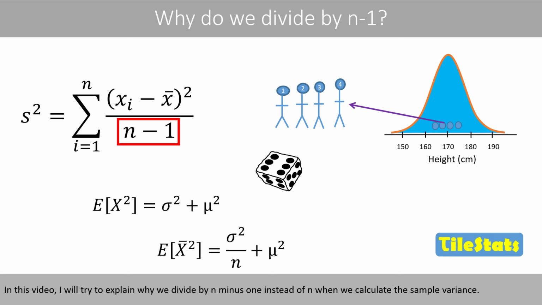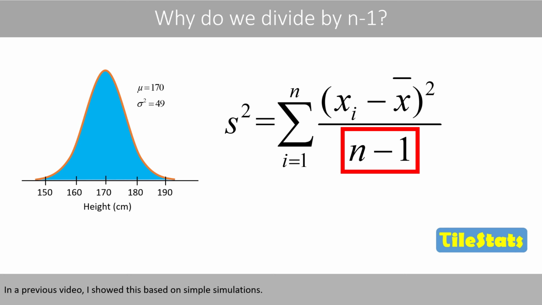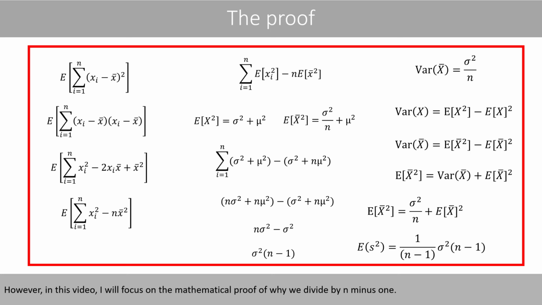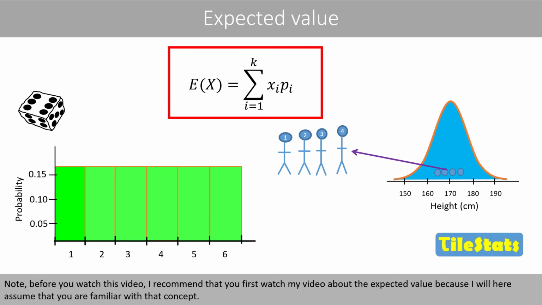In this video, I will try to explain why we divide by n-1 instead of n when we calculate the sample variance. In a previous video, I showed this based on simple simulations. However, in this video I will focus on a mathematical proof of why we divide by n-1. Note: before you watch this video, I recommend that you first watch my video about the expected value, because I will here assume that you are familiar with that concept.